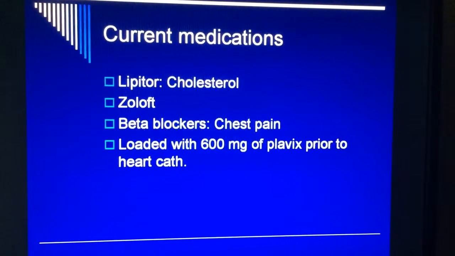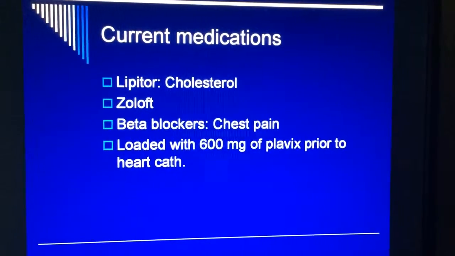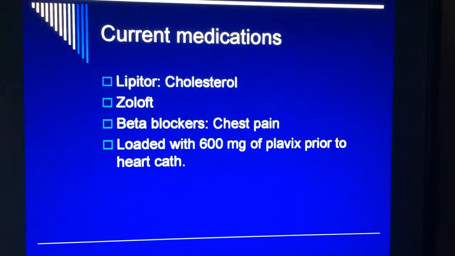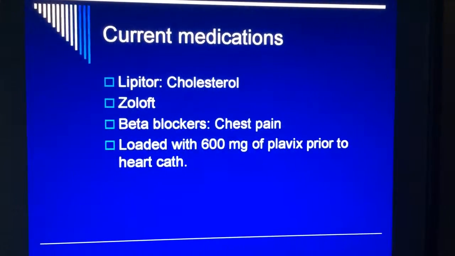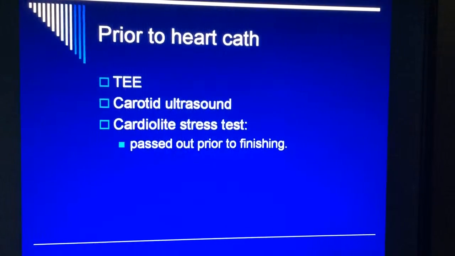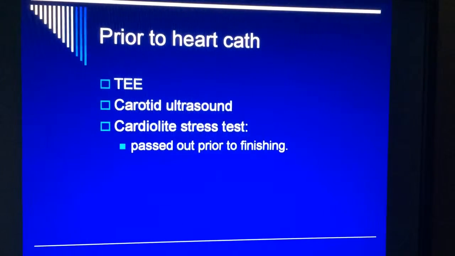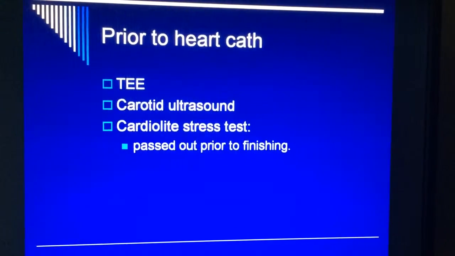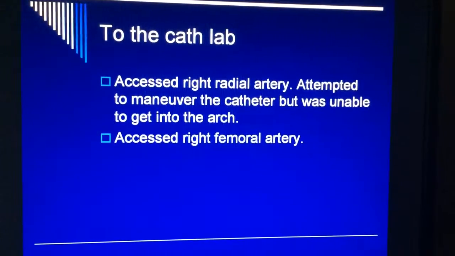His current medications are Lipitor, Zoloft, beta blockers, and he was loaded with 600 milligrams of Plavix prior to the heart cath. He also had a TEE, a carotid ultrasound, and a Cardiolite stress test, which he could not complete because he passed out before the cath procedure. So we took him to the cath lab.